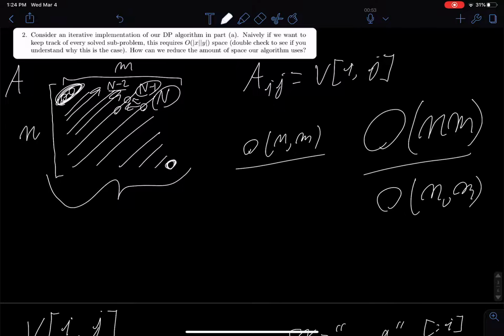The one we're currently computing, and the one right before it. And instead of O of n times m space, that's just O of n. It's going to be the O of the maximum of the two. Or rather, the minimum. O of min of n and m.